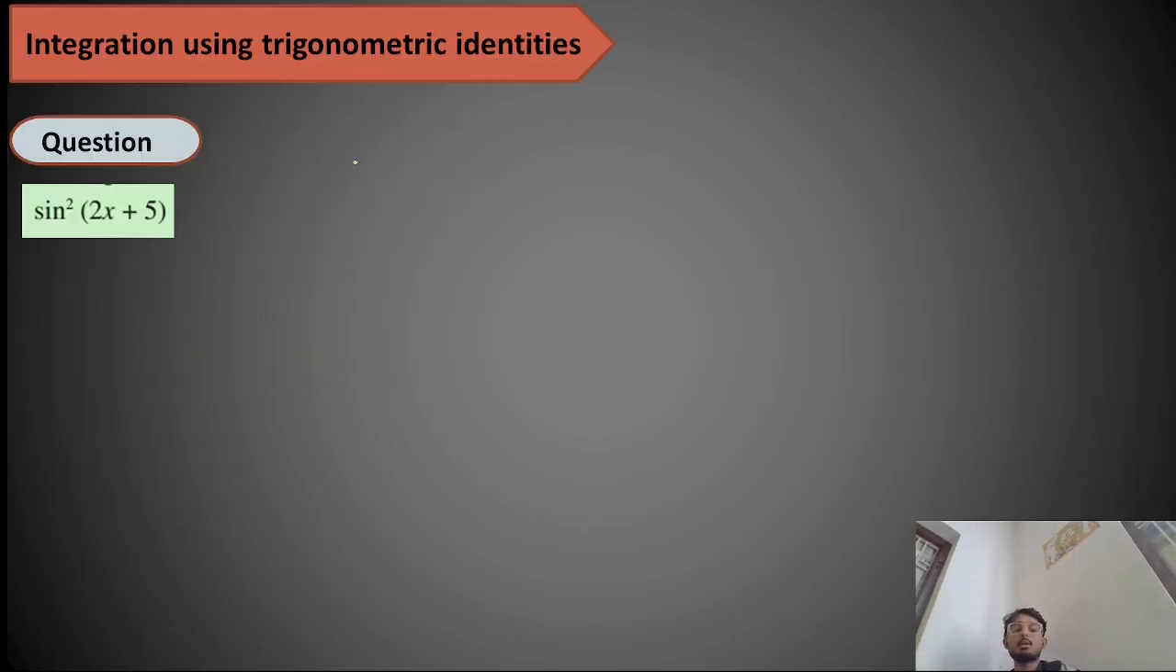Let's move on to another topic, which is integration using trigonometric identities. There are many trigonometric identities. You have to use these identities in all the questions from this kind of topic, and then you can solve the question.